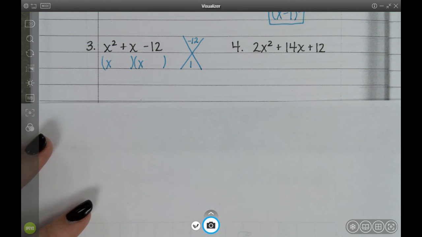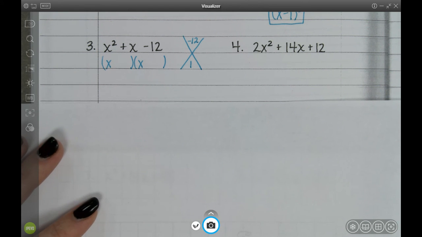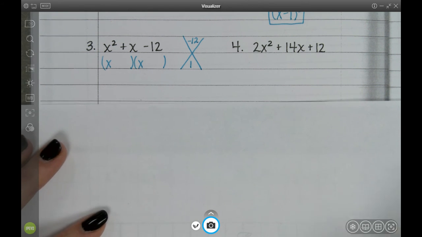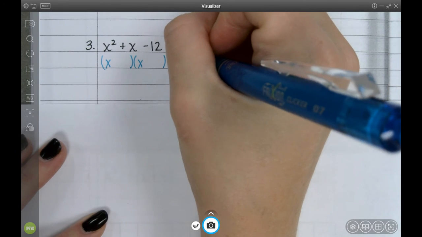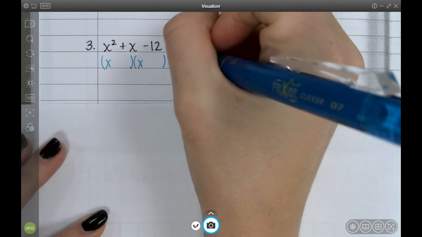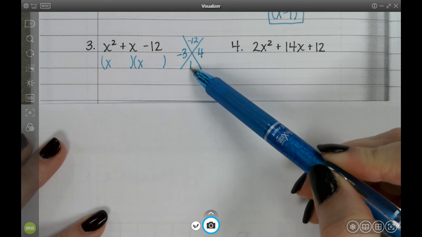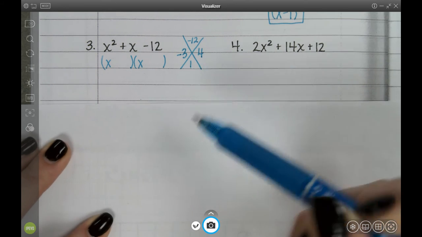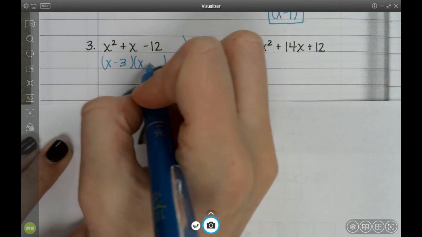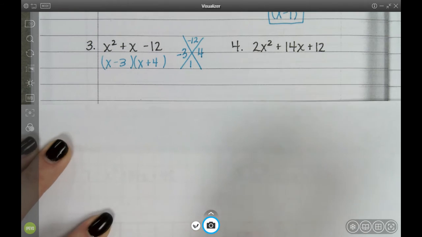Okay, so I need factors of negative 12 that add to give me positive 1. So I'm going to use 3 and 4, but which one's going to be negative? Why is the 3 going to be negative? Because negative 3 plus 4 is positive 1, and I need positive 1. So this one's going to factor x minus 3, x plus 4.